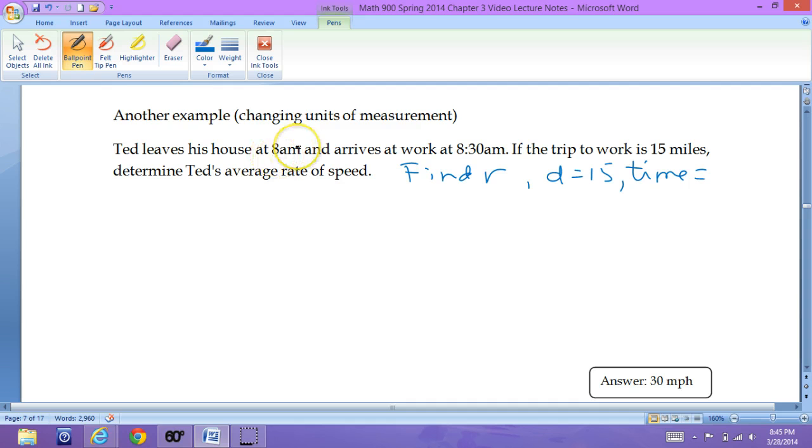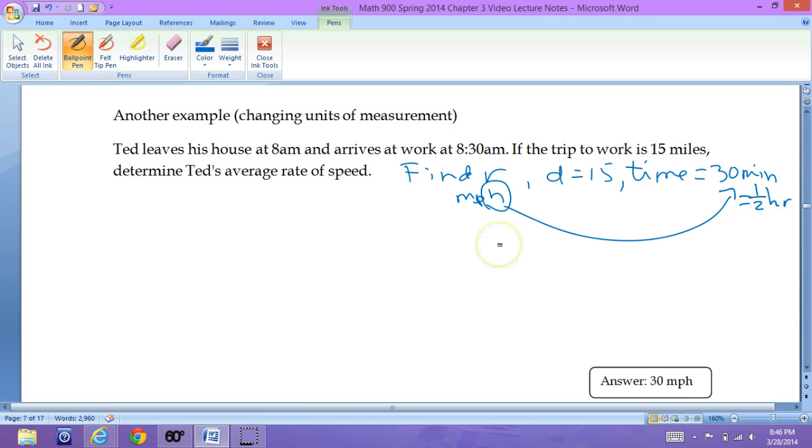So he left at 8, he got there at 8:30. So some of you are going to say, oh, it's 30 minutes. That's true, it is 30 minutes, but remember that our rate is miles per hour. We have 15 miles, we need something with hours. So 30 minutes equals 1/2 of an hour.